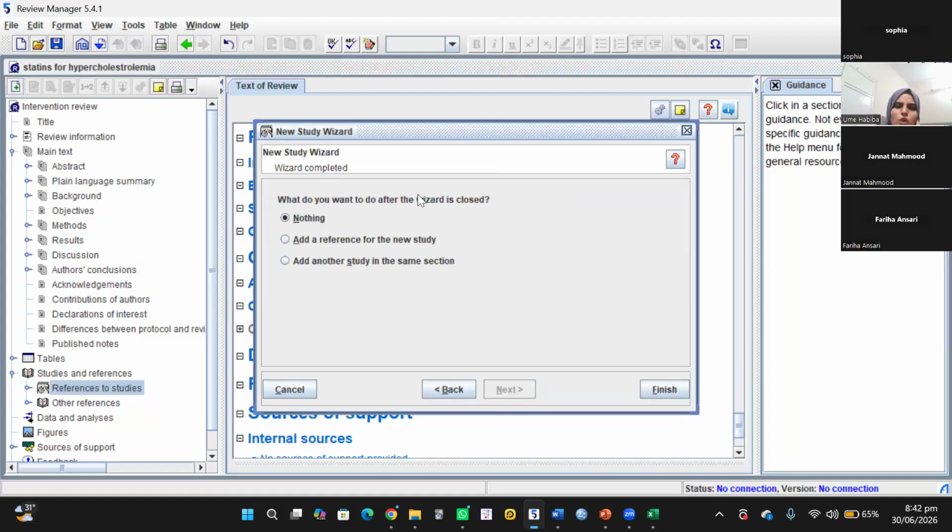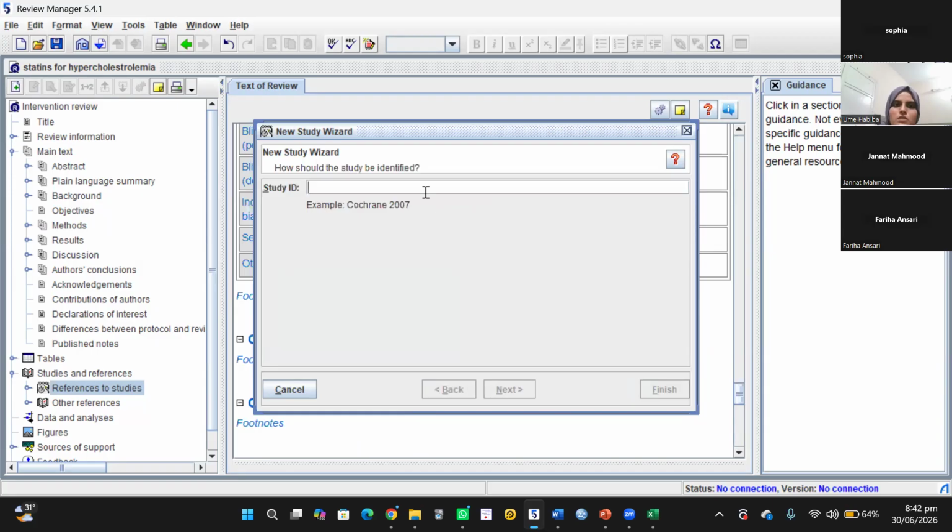What do you want to do after the wizard is closed? Do I only have one study? I had a total of 4 studies, right? So I'm going to click the option, add another study in the same section. Why? Because I have more studies to add, right? First, I'll add all the studies, just their IDs and their names. And later, once I've added all the IDs, then I'll start putting in the data for those.